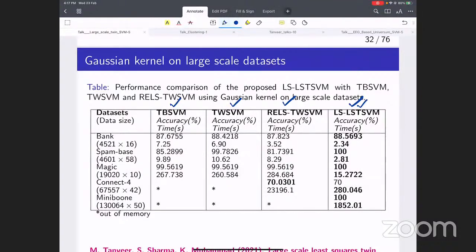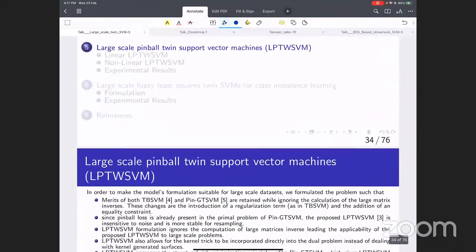And if you compare the time also, you can see for the connect data, the first 2 algorithms, TBSVM and Twin SVM, stop working. But when we look at the last 2 algorithms, you can see that one is taking 280 seconds and the other is taking 23,000 seconds. You can see the difference. So we can say that our algorithm is more efficient. Okay.